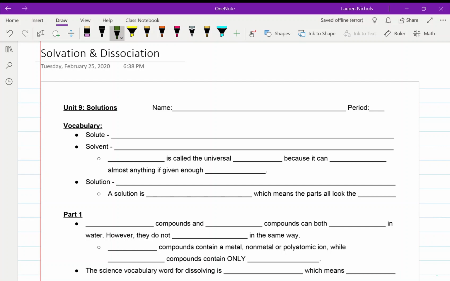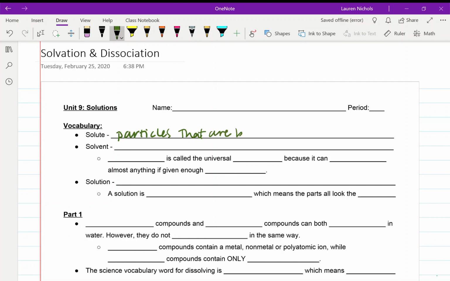So we are going to be talking about solutions, Unit 9, and the first thing that we want to talk about is solvation and dissociation and kind of what this whole thing means. In order to talk about how things dissolve, we need to get on the same page about some basic vocabulary. So the first one is solute.